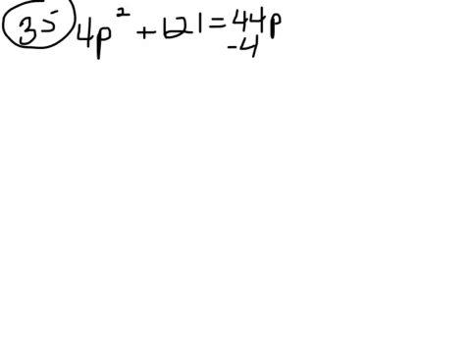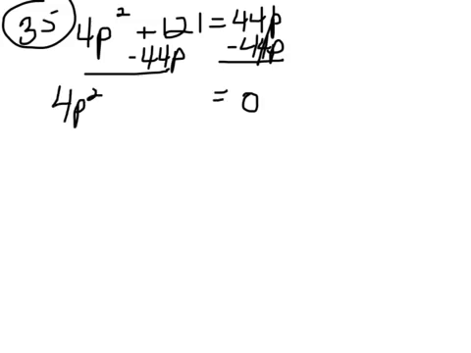So let me do this. Let me subtract this term from both sides. And remember, it's not going to combine with anything over there on the left, but it adds up to 0. Okay, so what I have is 4p squared minus 44p plus 121. We always want to put it in the right order. Biggest exponent down to smallest, and then the constant is last.